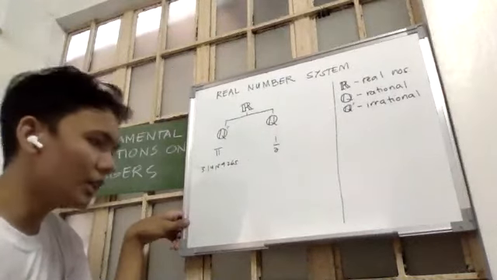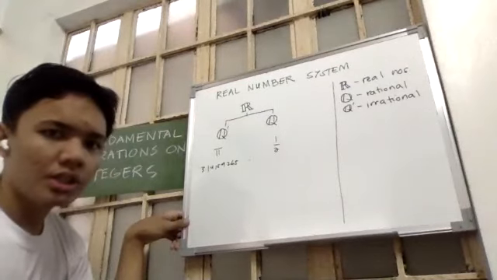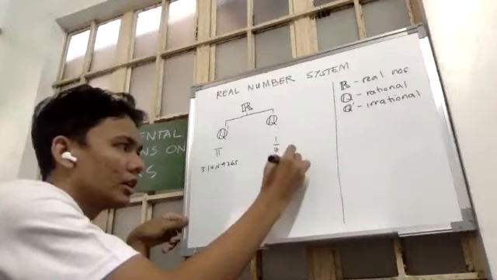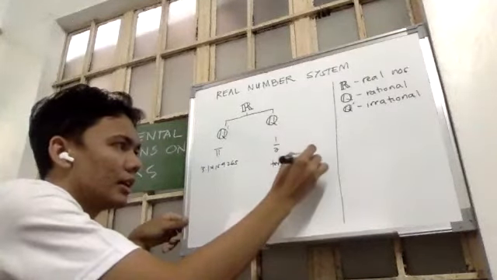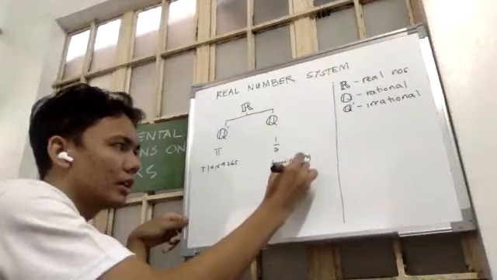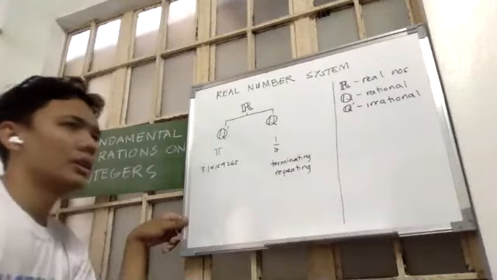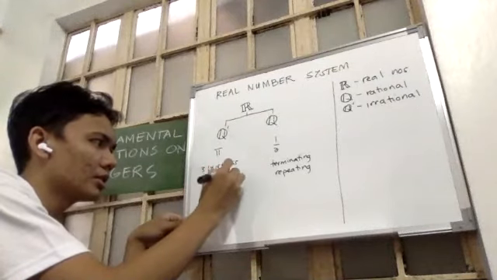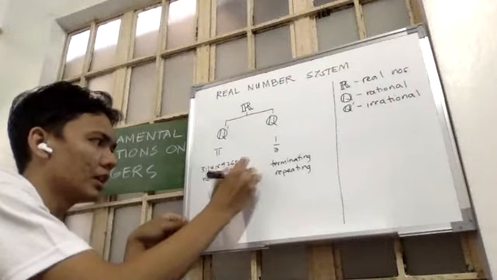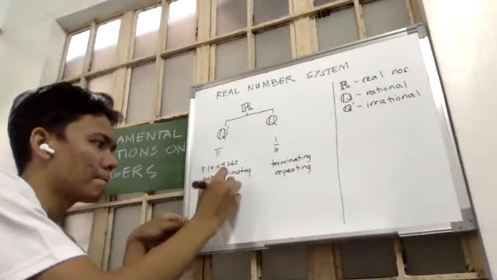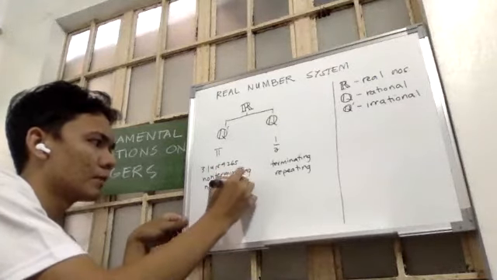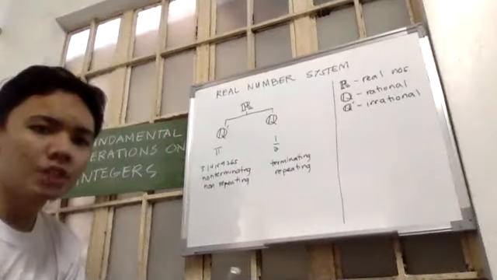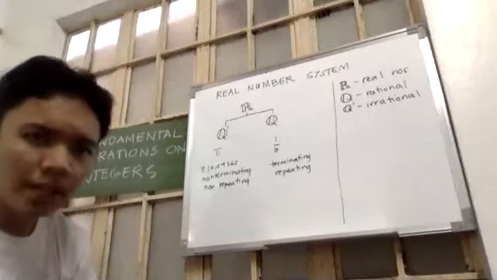Okay? Ang tatandaan nyo lang dito, si rational, siya ay pwedeng terminating decimal, or repeating. Okay? Si irrational naman, non-terminating. Ibig sabihin, hindi siya natatapos. Non-terminating, non-repeating. Okay? So, yun yung pinagkaiba nilang dalawa. Si rational, si Q, it is terminating or repeating.